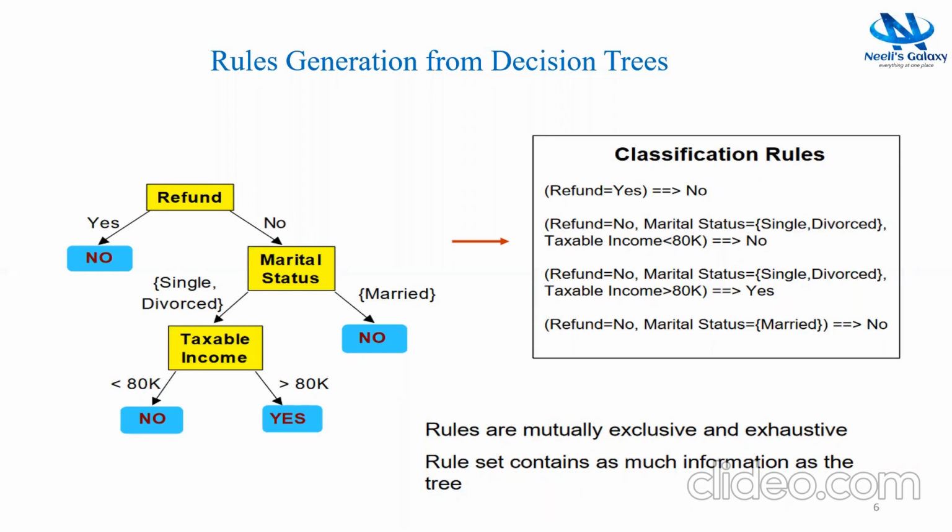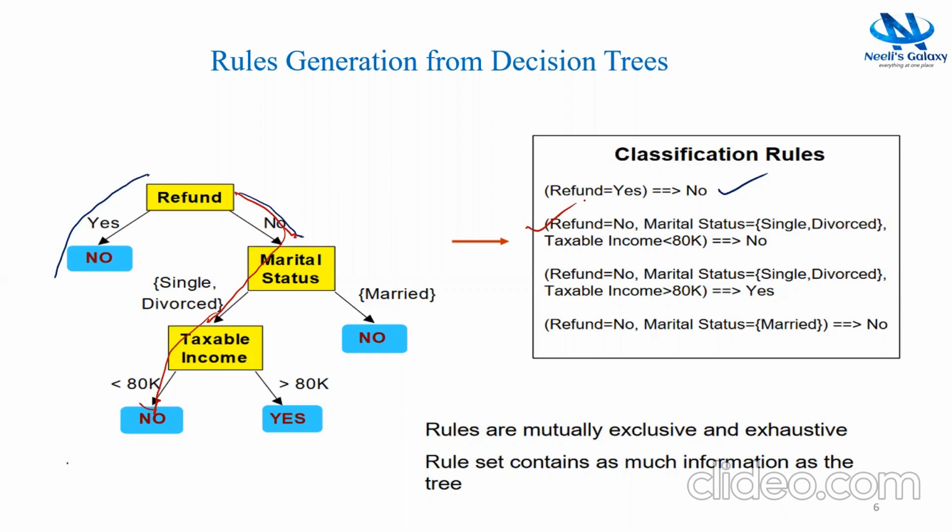If you see here, consider this path first. Refund is equal to yes. If refund is equal to yes, which class does it lead to? No class. So this forms rule 1. And consider the next path. If refund is equal to no, and marital status is equal to single or divorced, and taxable income is less than 80K, then which class does it lead to? No class. So this forms rule 2.